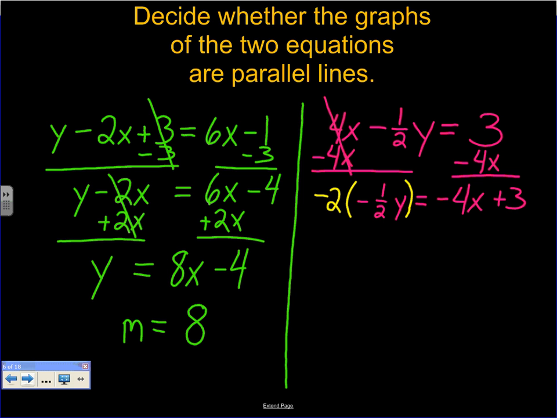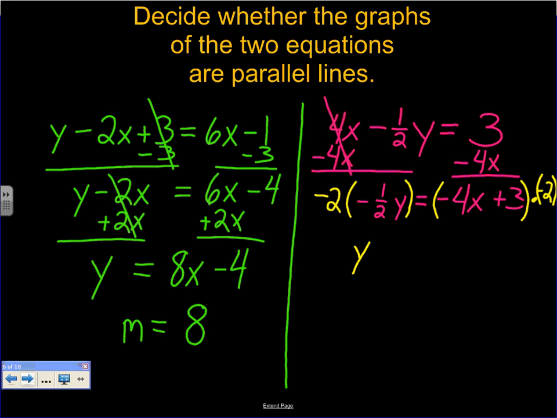And 2 times 1/2 will give us 1, and that's the reason why we're left with y on the left side. Now remember, if we multiply the left side by negative 2, we have to multiply the right side by negative 2. And let me put a multiplication sign there. We'll put a negative 2 right there in parentheses.